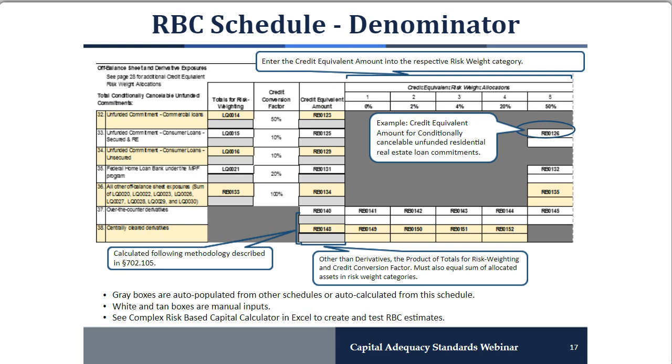Unlike the other denominator schedules for RBC, where asset allocations are directly entered, credit unions must multiply the off-balance sheet allocations by the appropriate credit conversion factor prior to entry. For example, conditionally cancelable, unfunded, first lien mortgage amounts must be multiplied by 10% prior to entry in account RB0126.